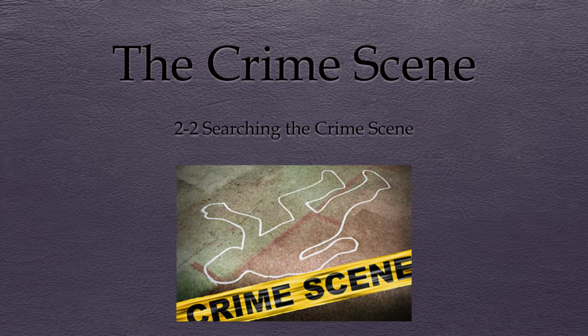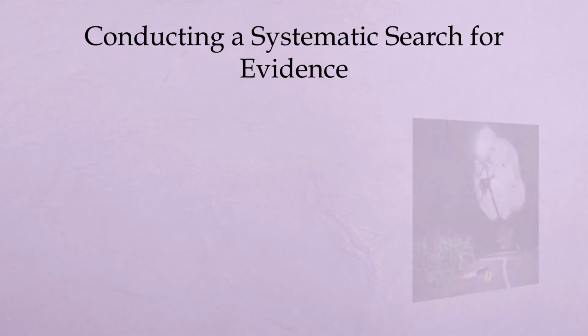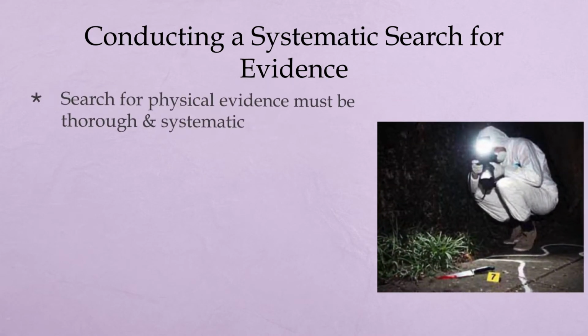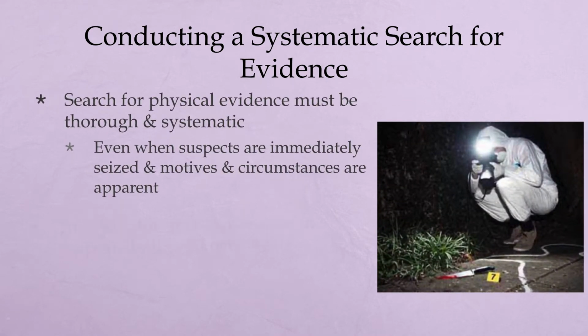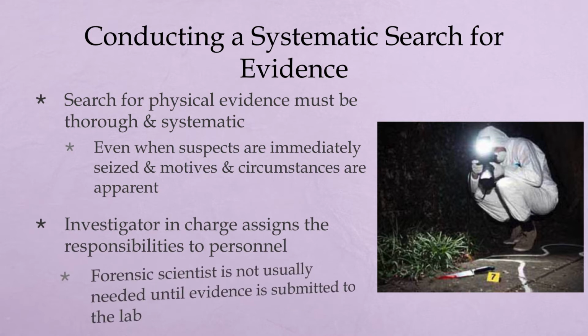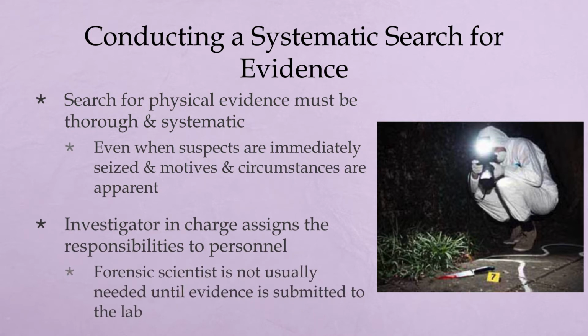Forensic Science, Lecture 2-2, Searching the Crime Scene. Conducting a systematic search for evidence is key at the very beginning of the investigation. It needs to be thorough and systematic.